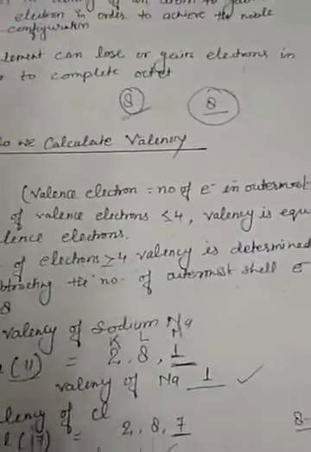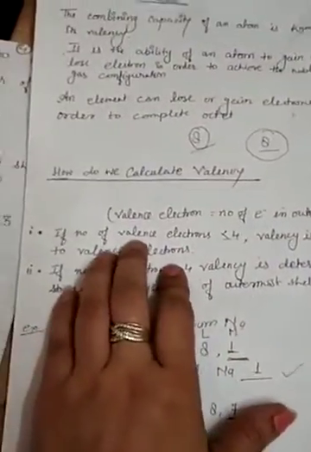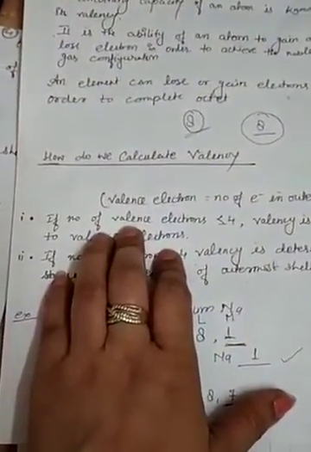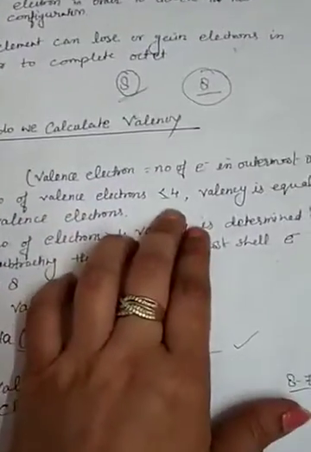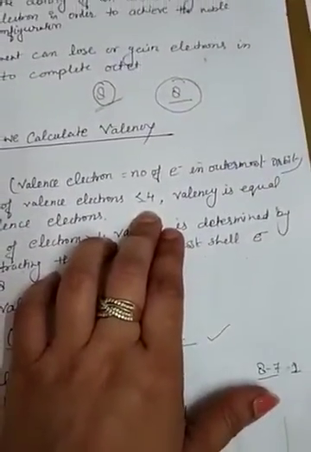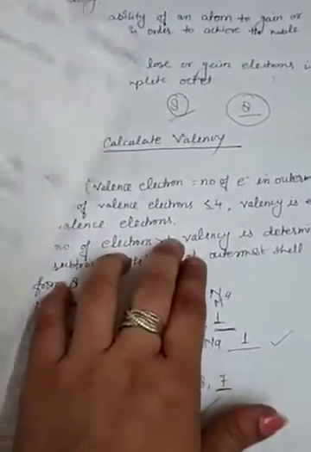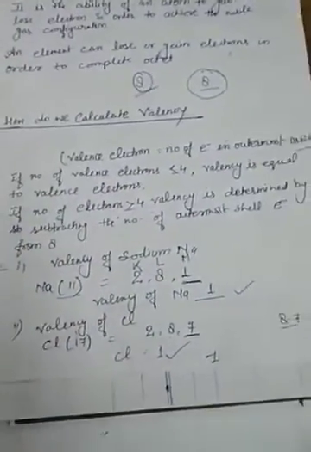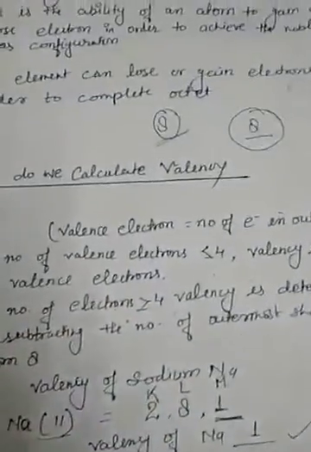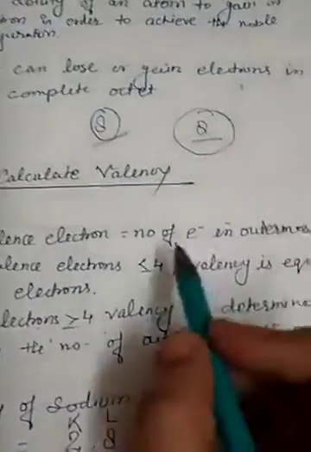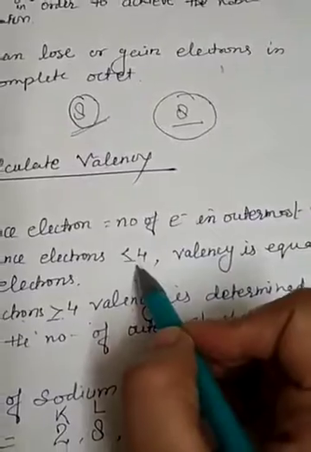Now we will discuss an easier way to find out the valency. In the previous topic we discussed that if the number of valence electrons is less than 4 or equal to 4, valency is equal to the valence electrons, or outermost electrons.